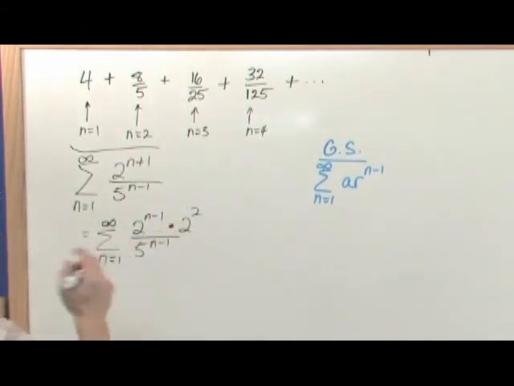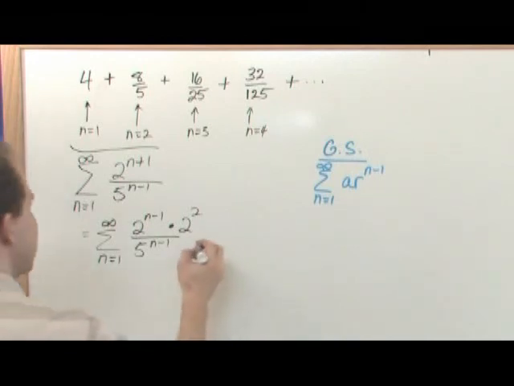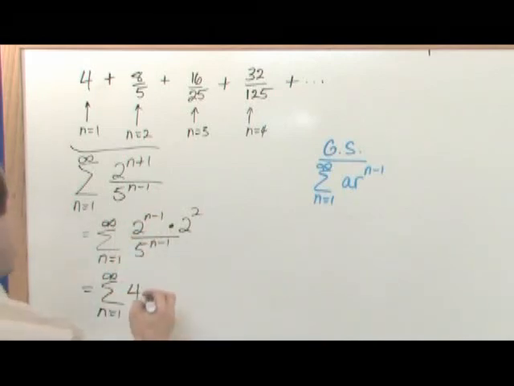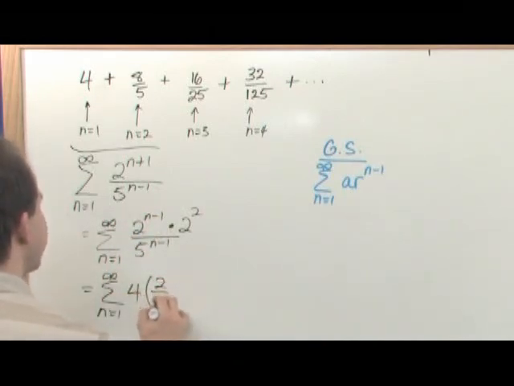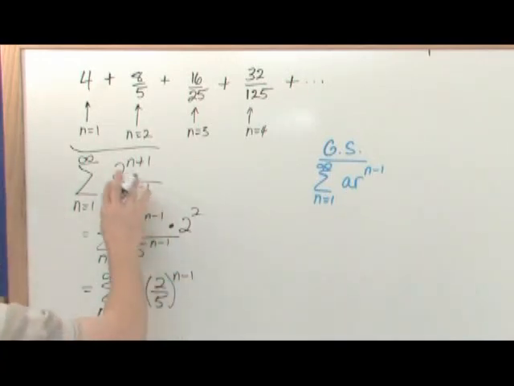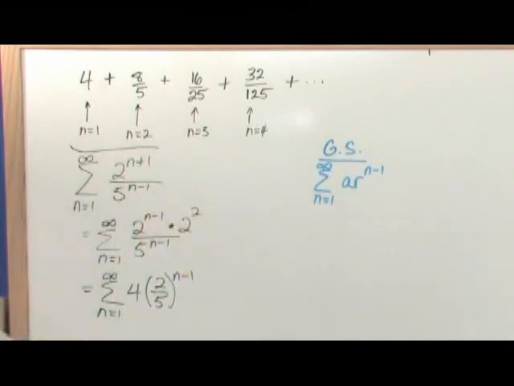Now what this does for me is it lets me write it like this. I can say this is equal to the sum from n is equal to 1 to infinity of 2 squared, which is 4, and then I'm going to have this fraction here, 2 to the n minus 1 over 5 to the n minus 1, but I can write that as 2 over 5 to the n minus 1. So look, I've completed my transformation. I've taken this seemingly unrelated thing and put it in the form of a geometric series. It's a number times a number raised to the power of n minus 1, going from 1 to infinity.